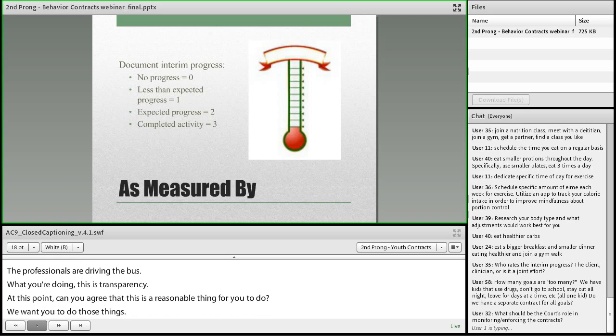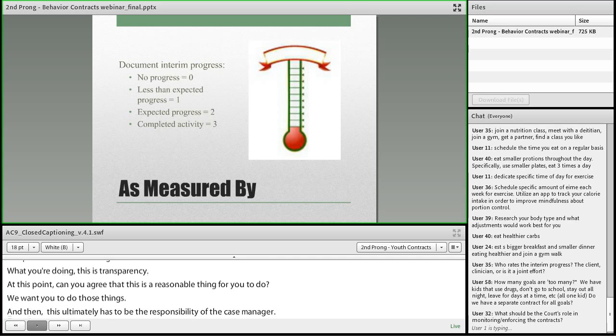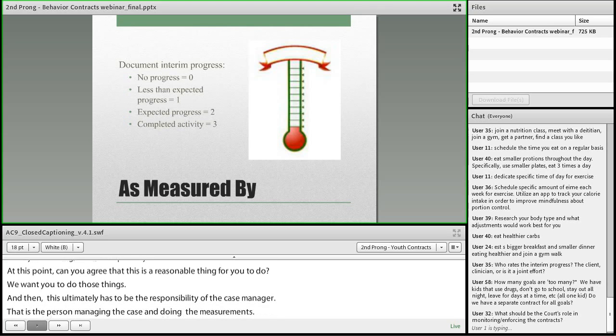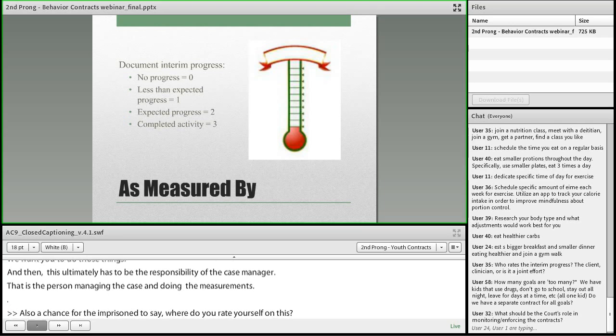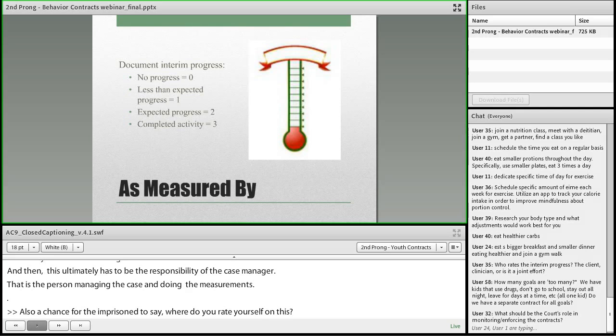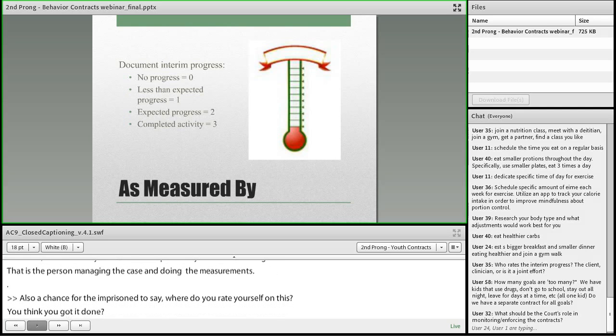The kid will have a voice, obviously. I mean, he says, well, I broke my leg, I couldn't do community service. Well, there's something there, if that makes sense. I think it does, Doug. I also think it gives you a chance to have a conversation with the young person to say, well, where do you rate yourself on this? Do you think you got it done? Do you think you're at a 1 or a 2 or a 3? And if they're honest, or even if they're flippant, it gives you a chance to have a meaningful dialogue about how you can check yourself to find out if you're meeting goals.